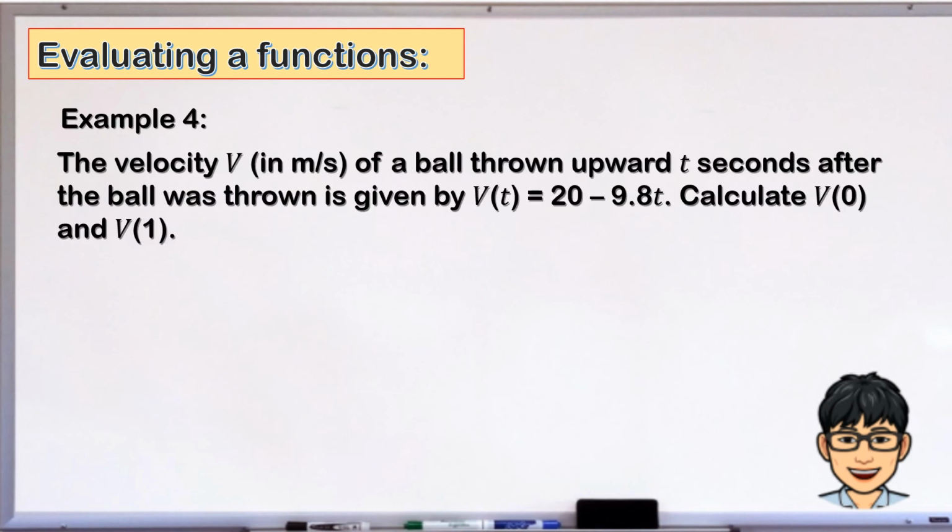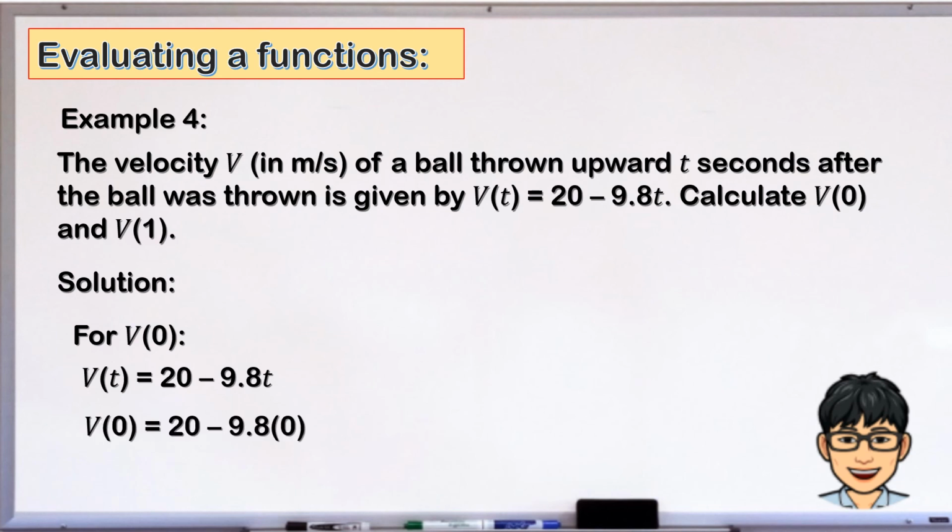Okay, for example number 4, the velocity v in meter per second of a ball thrown upward t seconds after the ball was thrown is given by v of t equals 20 minus 9.8 t. Calculate v of 0 and v of 1. Okay? For v of 0, using the formula v of t equals 20 minus 9.8 t. So, si t, palitan lang natin ng 0. So, we have v of 0 equals 20 minus 9.8 times 0. Since 9.8 times 0 is equal to 0, therefore, v of 0 is equal to 20 meter per second.